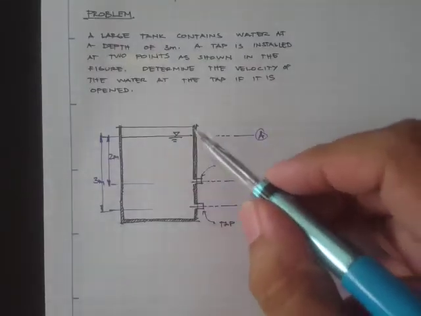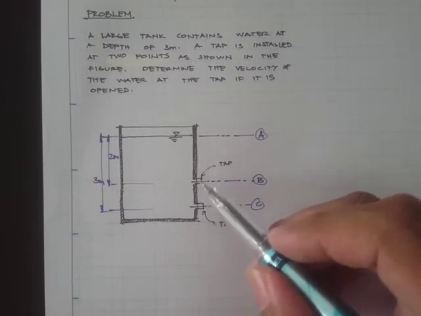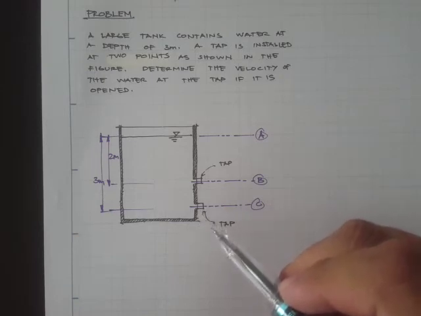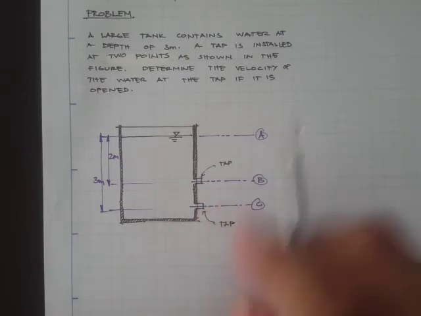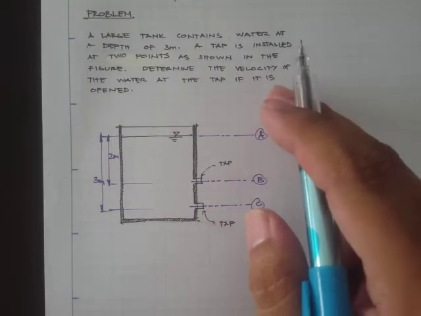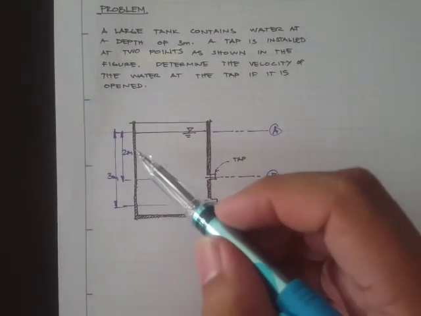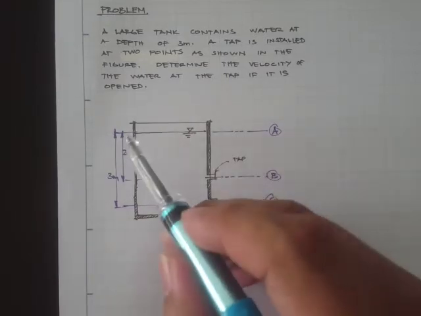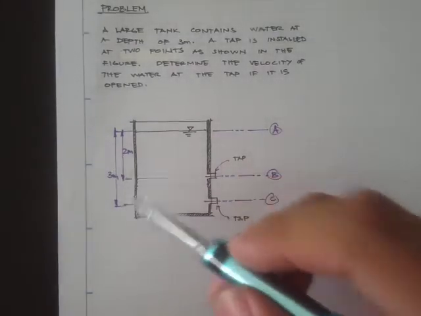Okay, so in the figure, we have a large tank, and we have a tap right here. Let's say this one is open, then what's going to be the velocity of the water? If this tap is open and this one is closed, then what's going to be the velocity of water? The problem also gives us the heights from the reference line to the free surface. So that's 2 meters and then 3 meters.